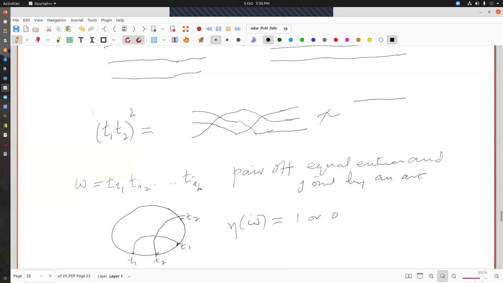Eta of W is equal to one or naught, because it's mod two. Now for this one, we've got T1, T2, T1, T2, so we've got an arc from T1 to T1 and an arc from T2 to T2, so this is the invariant here, eta equals one. And it's easy to prove that this is well defined, and it is unchanged by traditional Markov moves. But of course the trivial doodle has eta zero, so that proves that they can't go from one to the other.